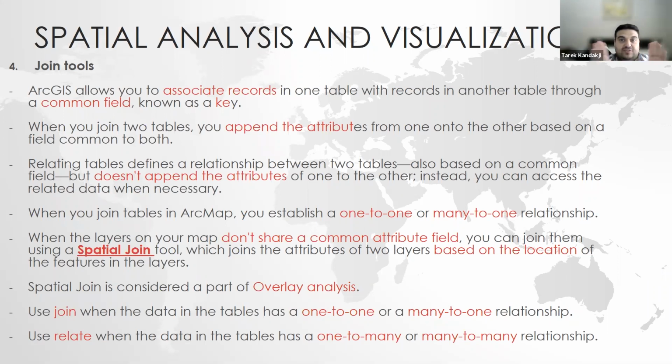It will create a new shapefile where the attribute tables are joined together. Now, when you join two tables, you append the attributes from one onto the other based on a field common to both. Relating tables defines a relationship between two tables, also based on a common field, but does not append the attributes. So in GIS, join merges or appends the two attributes into a single attribute table, while the relate does not create that.